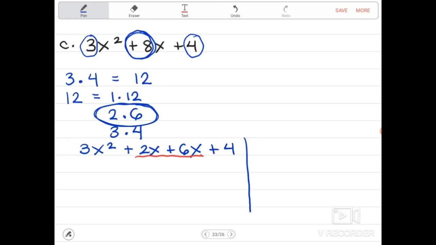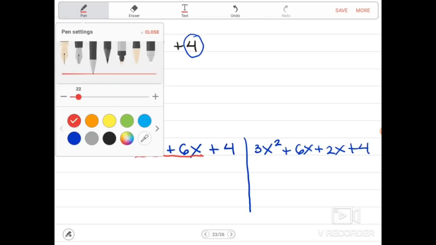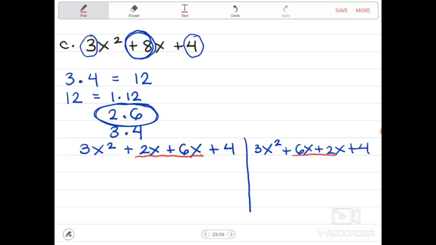So, paano kung baliktad yung sulat natin? Tignan natin kung maiiba yung sagot natin. So, we have 3x squared. Paano kung nauna ko si 6? Plus 6x plus 2x plus 4. Ayan, tignan natin kung maiiba yung sagot natin. Ito yung middle term natin. 6x plus 2x. Kumbaga nagkabaliktad lang, no?